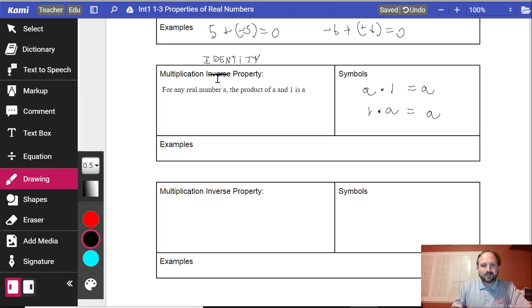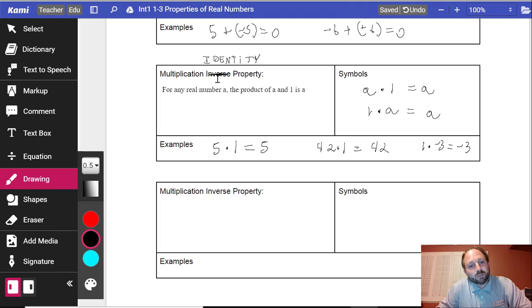Let's do some actual number examples. So 5 times 1 is 5. Let's say 42. 42 times 1 equals 42. How about this? 1 times negative 3 equals what? Okay, negative 3. All right.